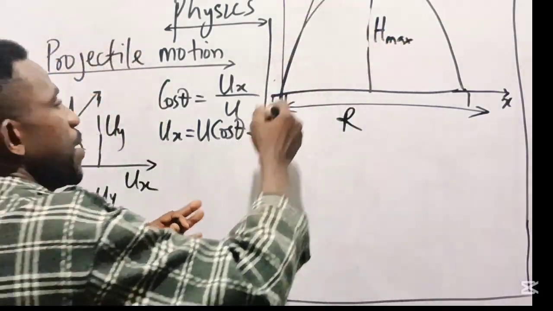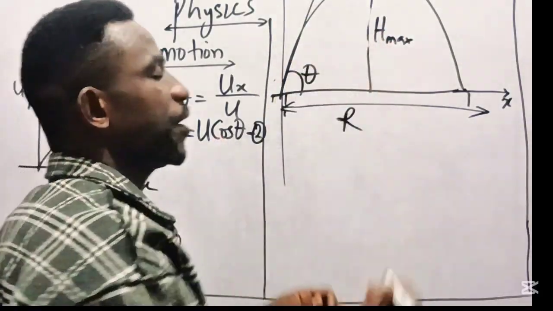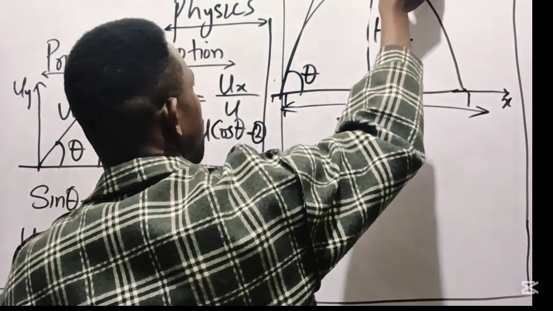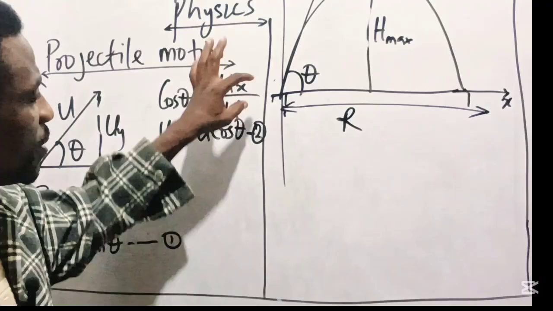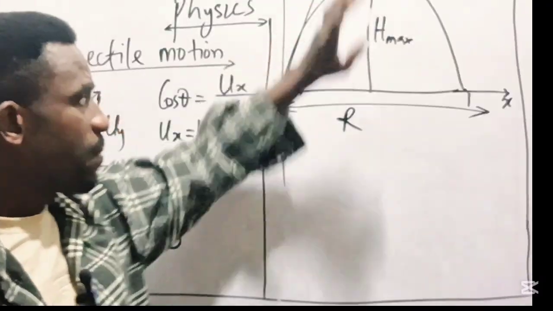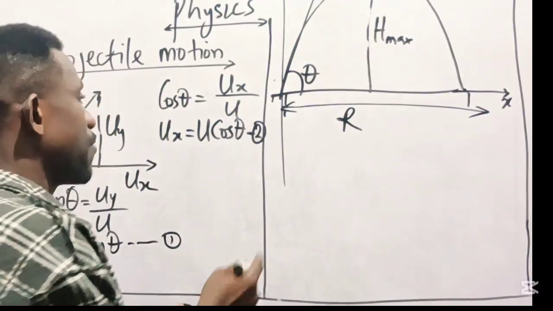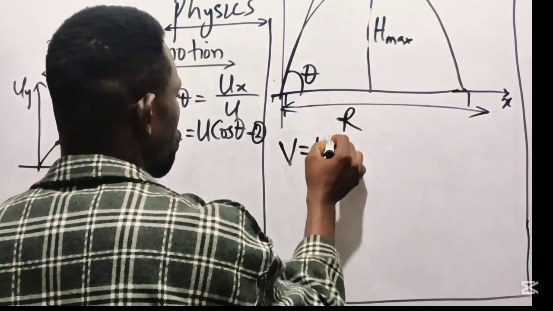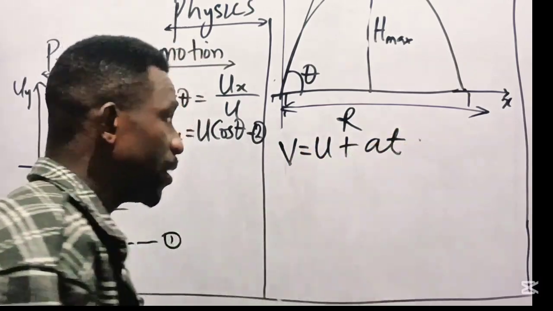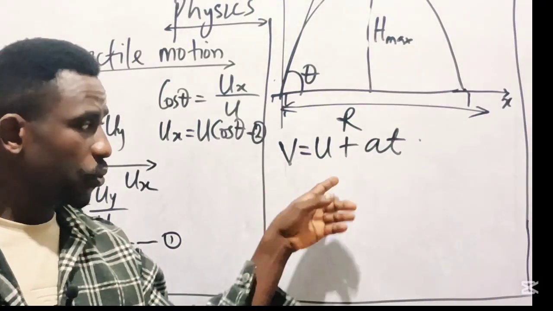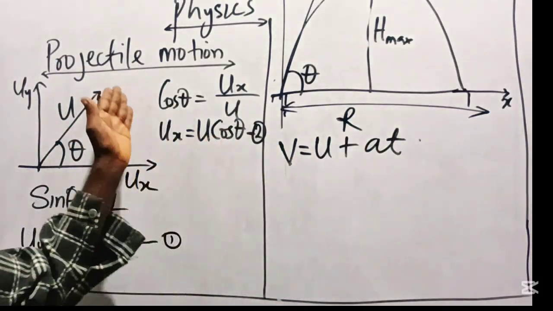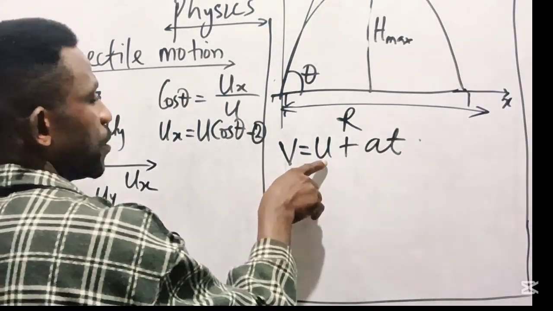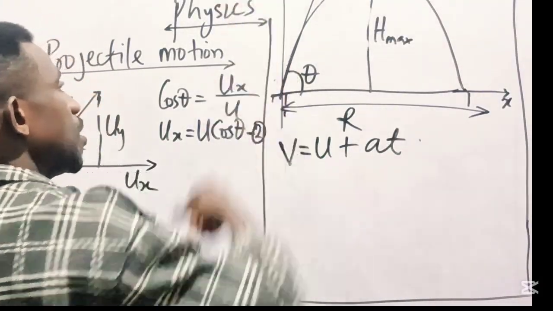From here we will be able to resolve a whole lot of things. The time to reach this point, because here we have final velocity equal to 0. So the time taken to reach this point, the maximum height, we are going to find. From the equation of motion, we have that v equals u plus at. But in projectile motion, the final velocity is 0. Then for the initial velocity u, as far as it is going upwards, we have uy.